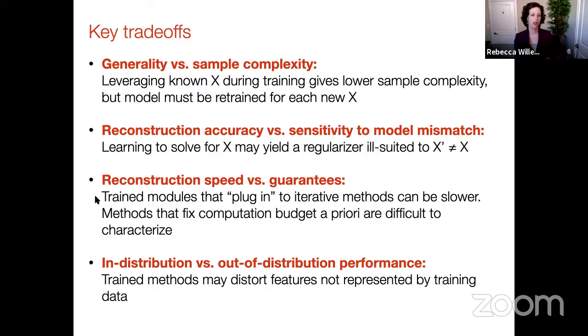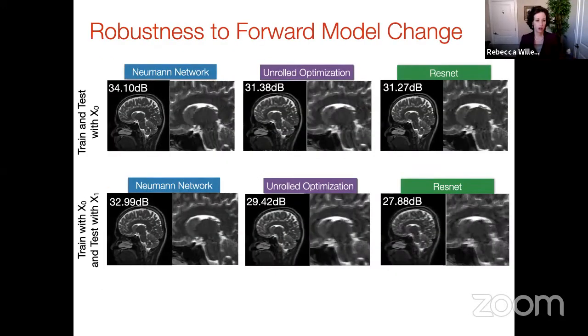Okay, so I have just a couple of anecdotal examples of some of these trade-offs. One is robustness to forward model change. In the top row here, I'm showing 3 different methods where I train with one forward model, and then I also use that forward model at test time, exactly the kind of framework we've been considering all along. But in the bottom row, I'm training with one forward model, X0, and testing with another forward model, X1. This would correspond, for instance, to moving over to a slightly different scanner at test time.